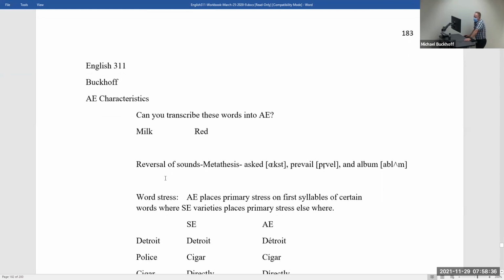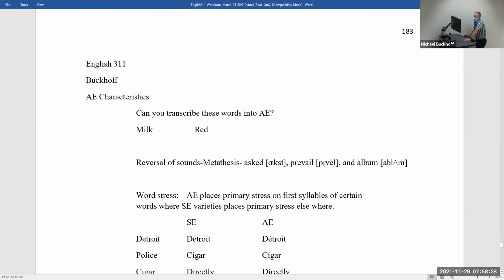Okay, let's look at another one. Reversal of sounds. It's called metathesis. So in Appalachian English, and also I think we can say African American English, you have a reversal. So asked becomes axed, or prevail becomes pervail. Instead of album, it's albym. So there's some shifting, reversing of certain sounds in there.